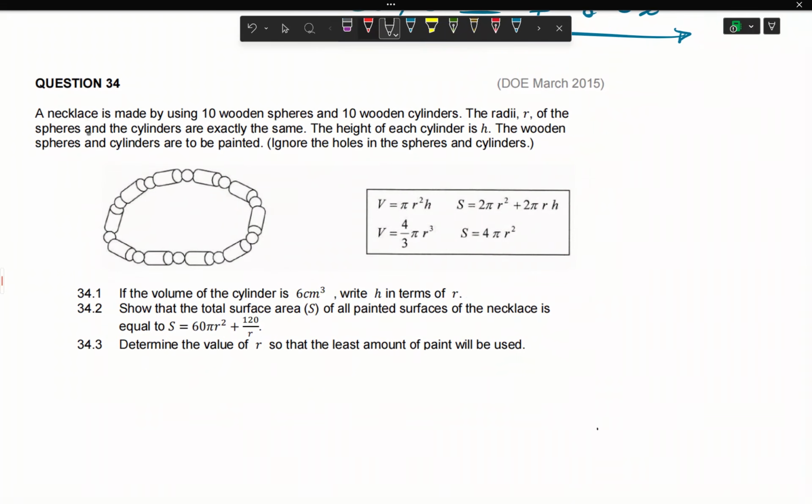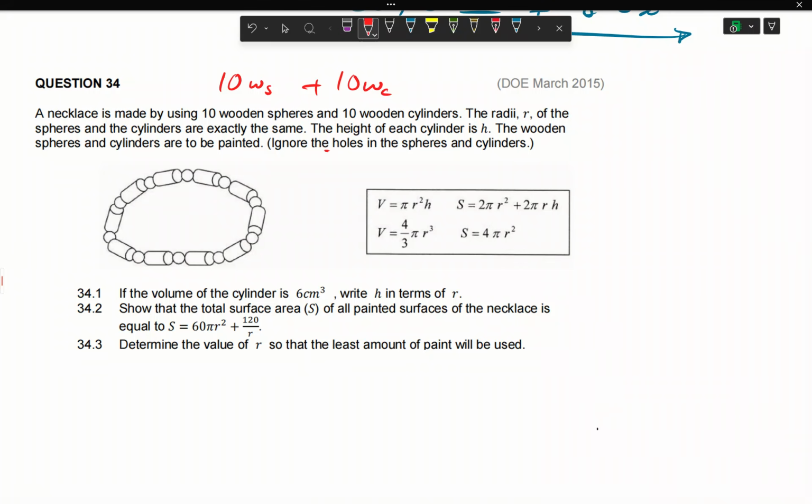Okay, so now they say that we have a necklace. A necklace is made by 10 wooden spheres plus 10 wooden cylinders. The radii of the sphere and the cylinder are exactly the same. The height of each cylinder is h. The wooden spheres and the cylinders are to be painted. Ignore the holes in the sphere and the cylinder.